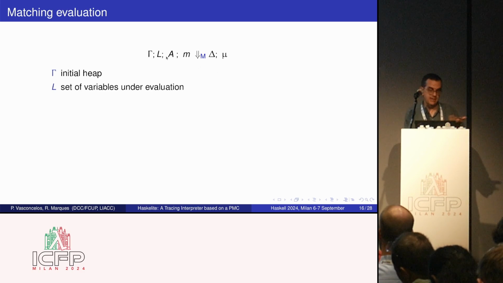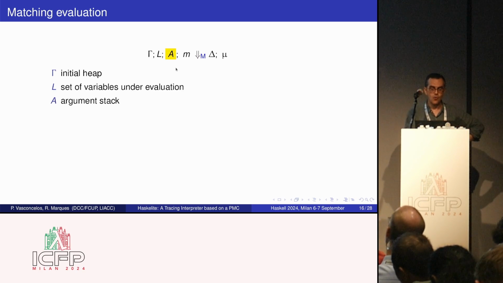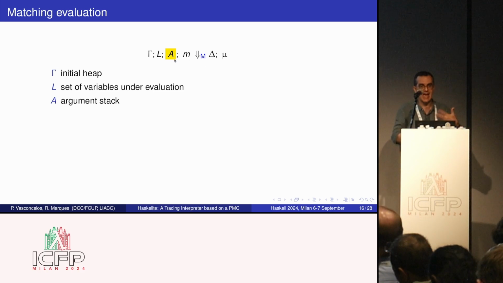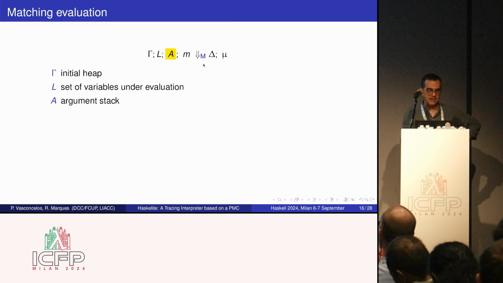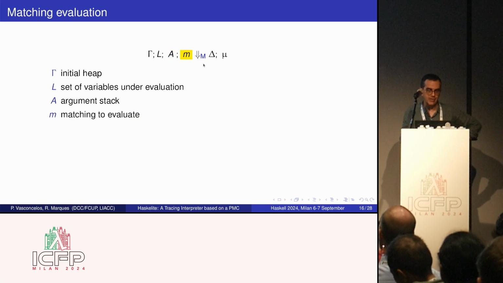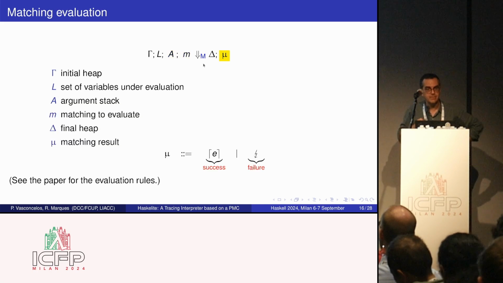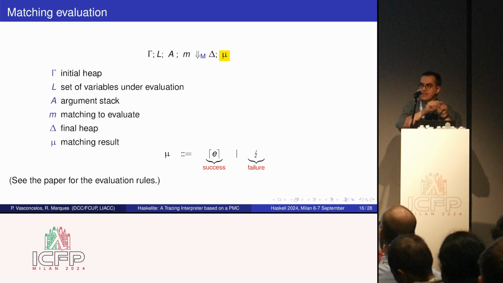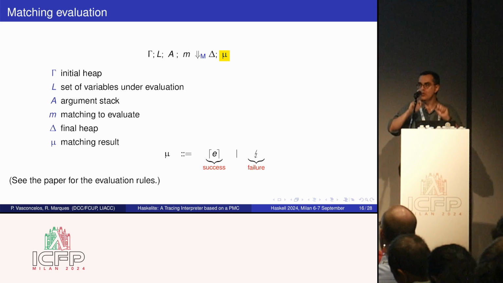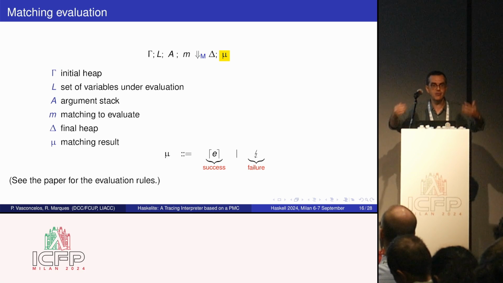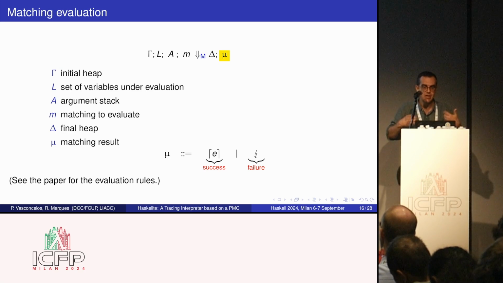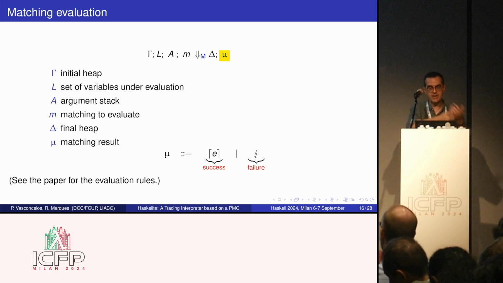And we need the set of variables for the freshness condition. We need another argument, another stack, which is a stack of things that are being supplied to the matching. This is for compositionality when you go inside the patterns. You need the matching you're going to execute, and the final heap. So matching will possibly change the heap, because matching will provoke evaluation. So you can have further things being evaluated, and you have to record, memorize those results. So you have to get the heap in and the heap out.